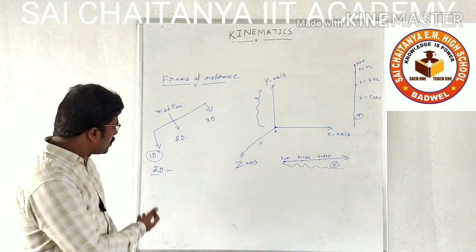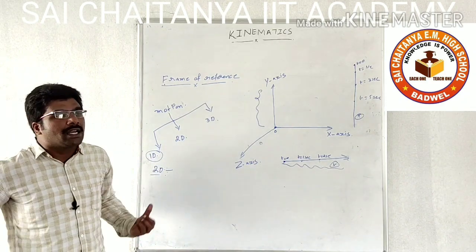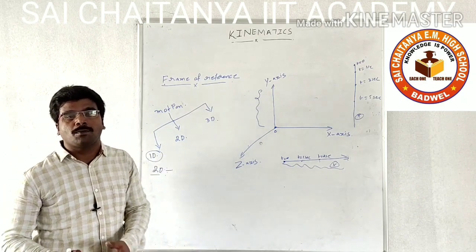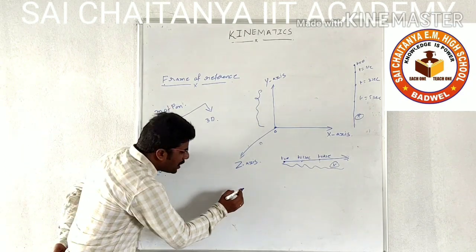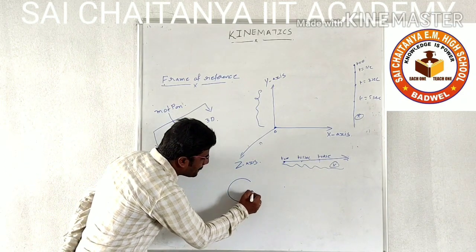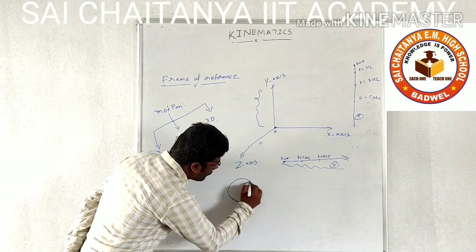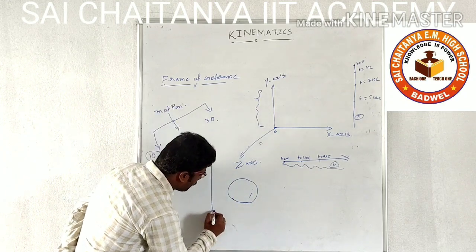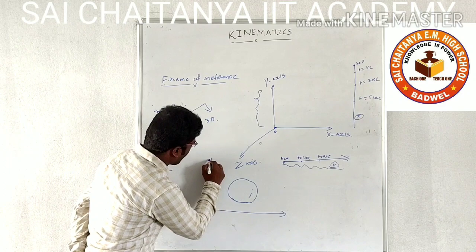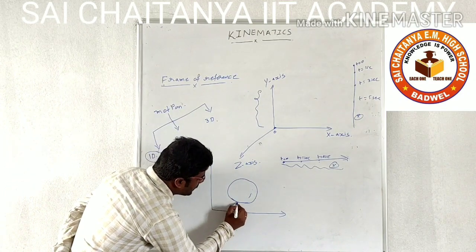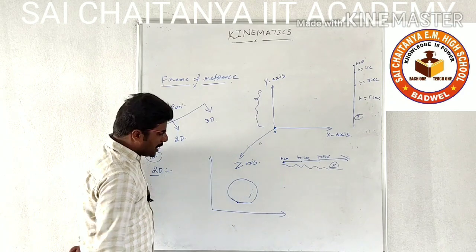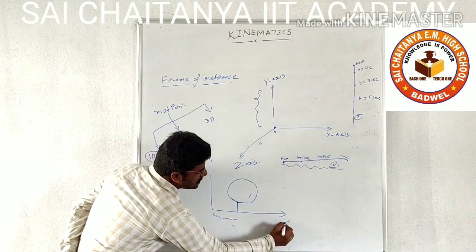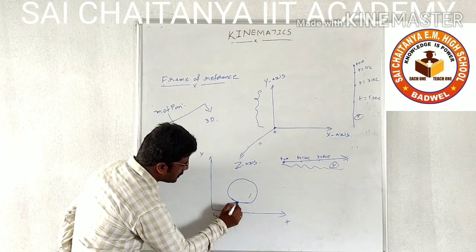So the name itself indicates, here we require two coordinates in order to explain the motion of the body. How? For example, when a body is moving in a circle like this, let us consider this is a frame of reference. So when the particle is here, it had moved some distance along the x-axis. Let us say it is x-axis and it is y-axis.